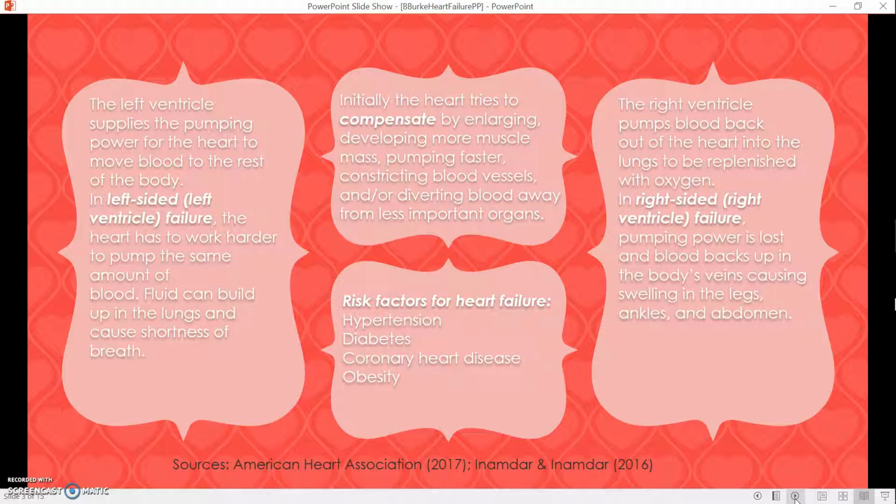Initially, the heart tries to compensate by enlarging, developing more muscle mass, pumping faster, constricting blood vessels, and/or diverting blood away from less important organs. Risk factors for heart failure include hypertension, diabetes, coronary heart disease, and obesity.